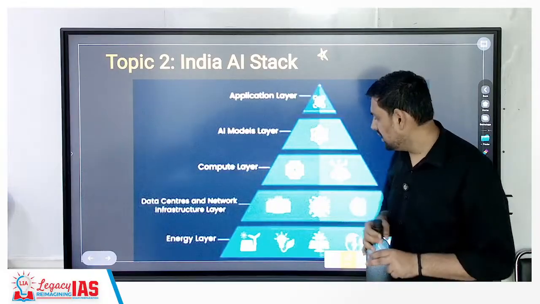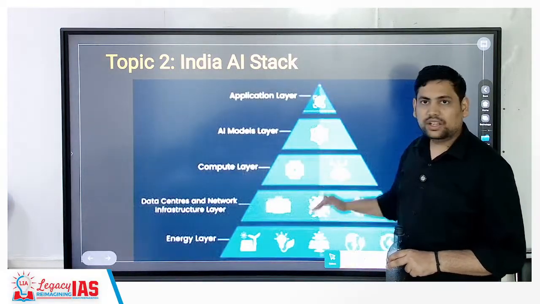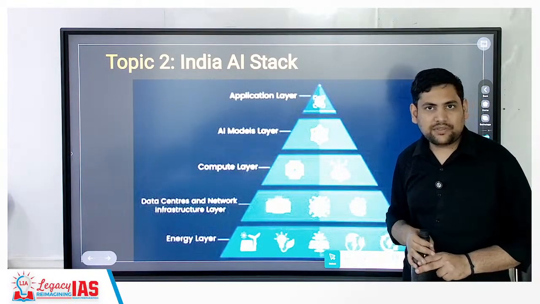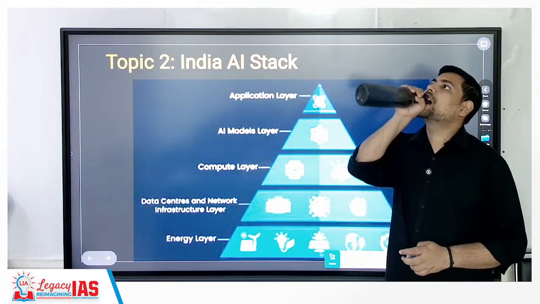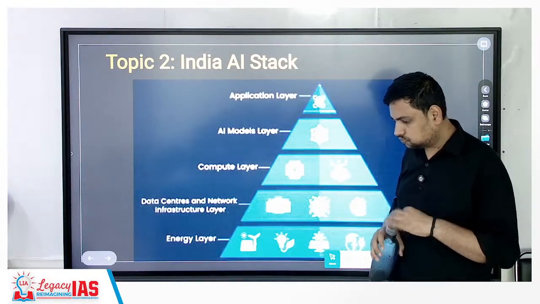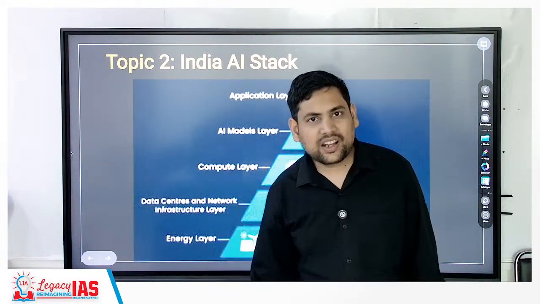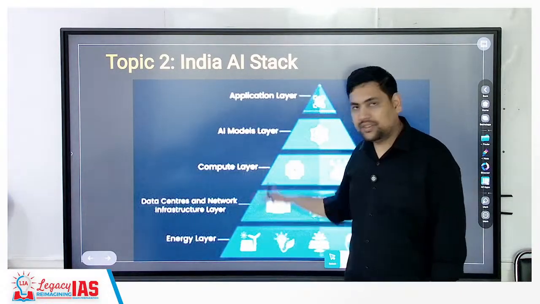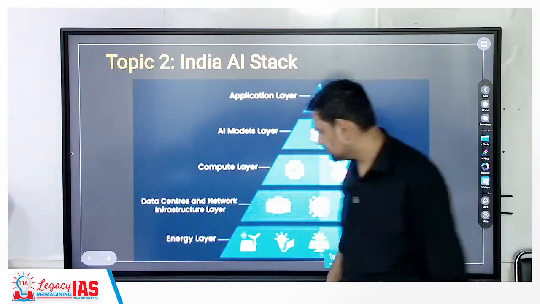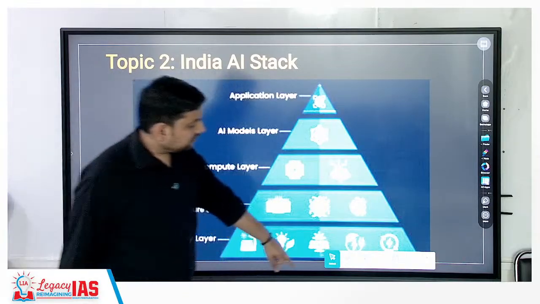Stack means what? Stack means something that is arranged like this. So basically it will have an arrangement to cover everything holistically. That is why we call it a stack. Now, you remember India Stack, it used to be a sequence of APIs. Now we have come up with India AI stack. Very simply, if you see the stack here, it starts from the bottom.